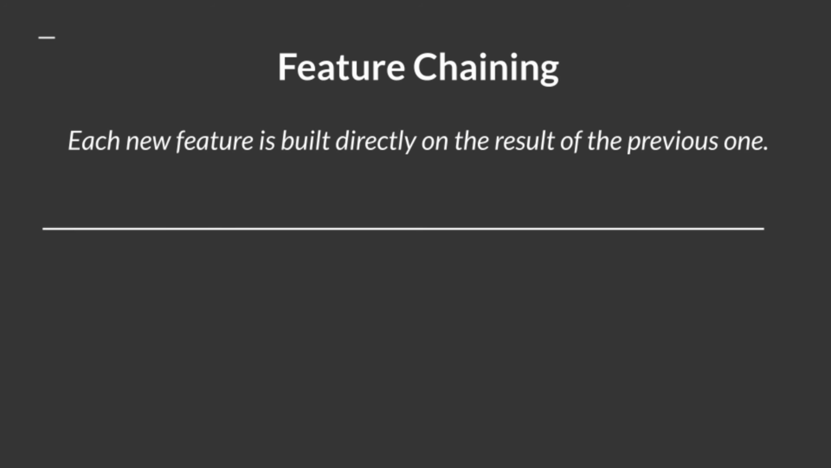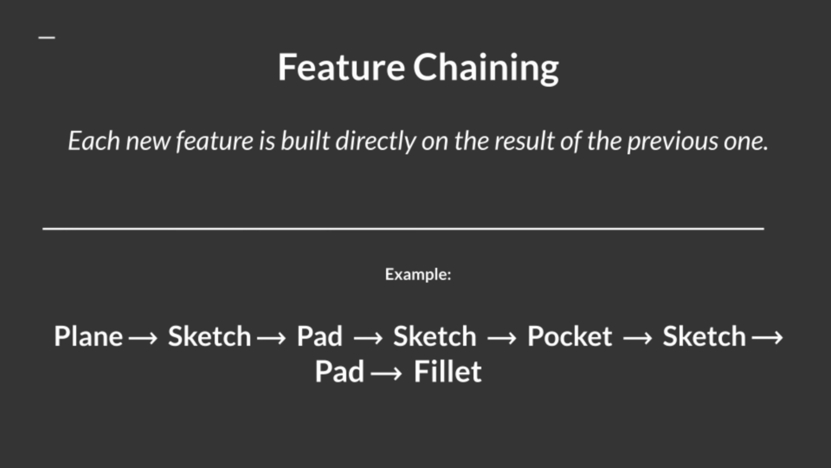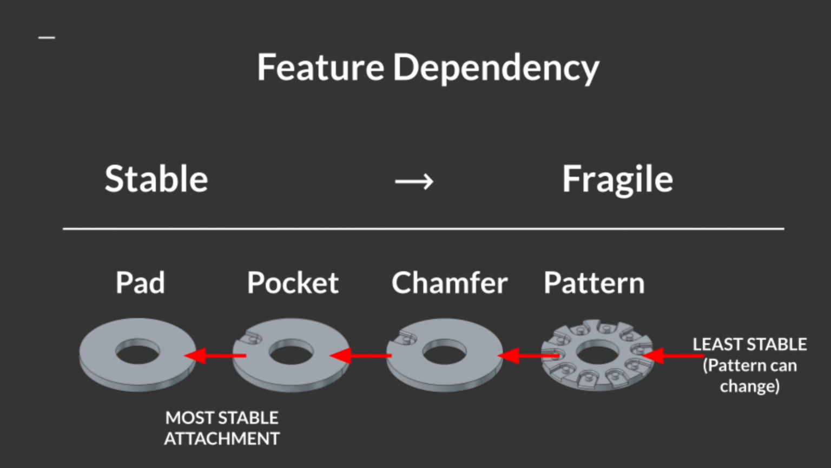The feature chaining workflow is a modeling approach where each new feature is built directly on the result of the previous one. A typical chain might look like this. In this workflow, each sketch is attached to the face created by the immediate preceding feature. This creates a clear linear chain of dependencies where every step builds directly on the last. At first glance, this approach is often criticized because it relies heavily on generated faces, which can be fragile in complex or frequently changing models.